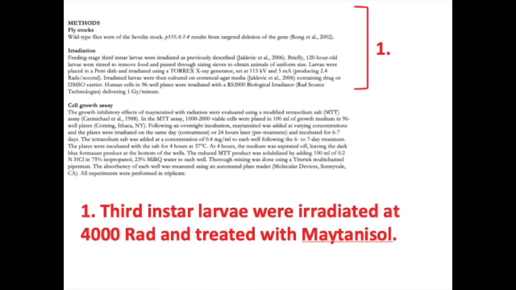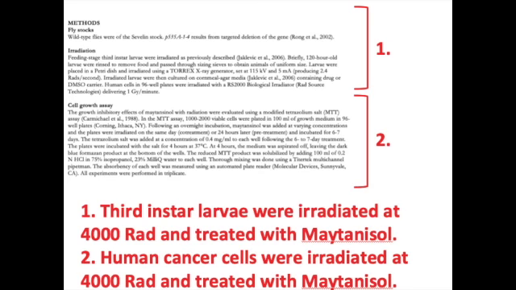In the methods section, you'll notice that her methods are very similar to what we're doing. She used third instar larvae. She irradiated at 4,000 rad with the aim of killing 50% of them and treated with metanosol. What's interesting is that she also used human cancer cells that were also irradiated at 4,000 rad and treated with metanosol. And this is sort of the next step in our experiments.